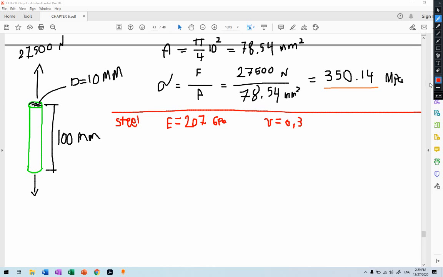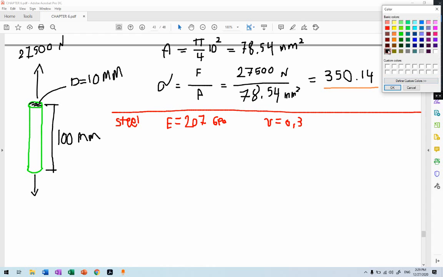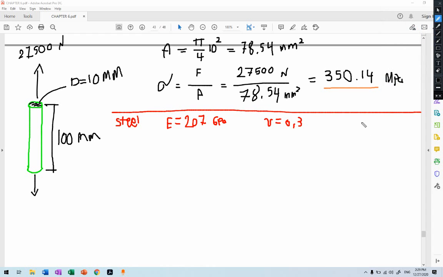So what are we looking for? We're looking for delta D. In order to find delta D, we need the strain in the x direction, which is the lateral strain, delta D over D0. Now we have D0, which is the initial diameter, 10 millimeter. We need to find strain in the x direction in order to find delta D.